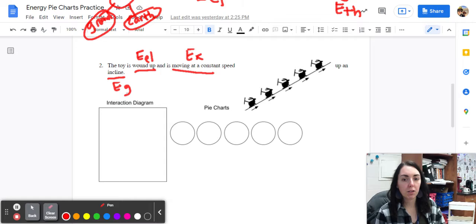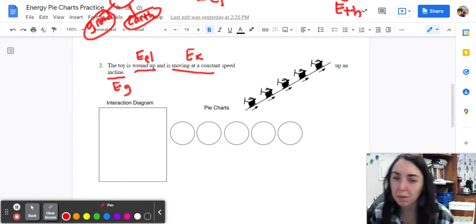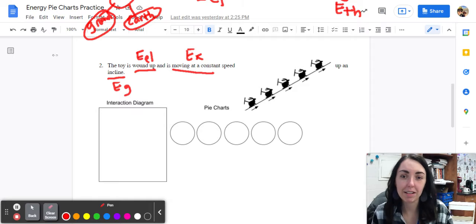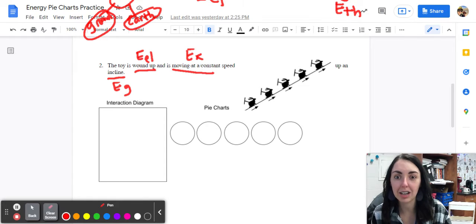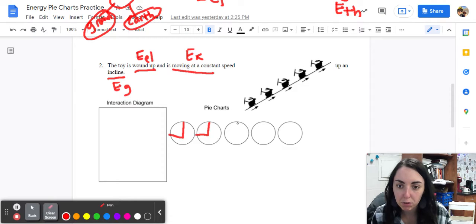Now, I like to focus on one type of energy at a time. So I'm going to focus on the kinetic because that's the easiest one. It says moving at a constant speed. That means the kinetic energy is going to be the same throughout the whole pie chart. So I'm just going to make a quarter of the pie chart. That's not a very good quarter. I'm going to make a quarter of the pie chart, EK, but hopefully your quarter will look a little better than my quarter. So close enough to a quarter, right?